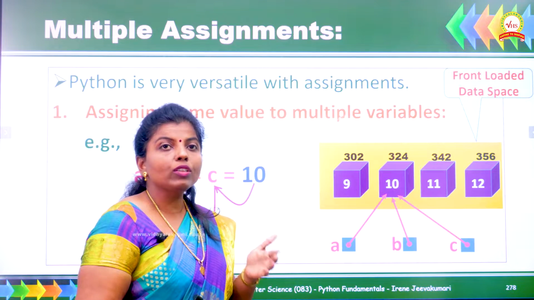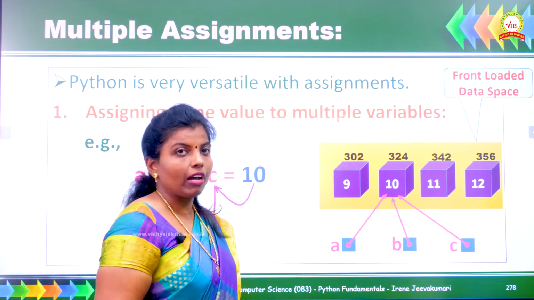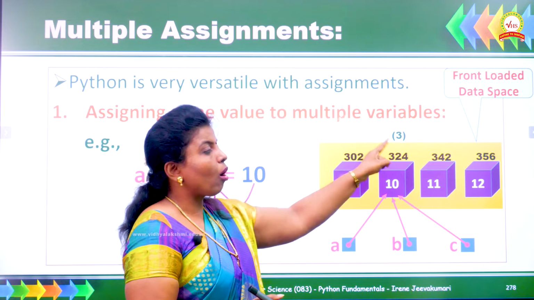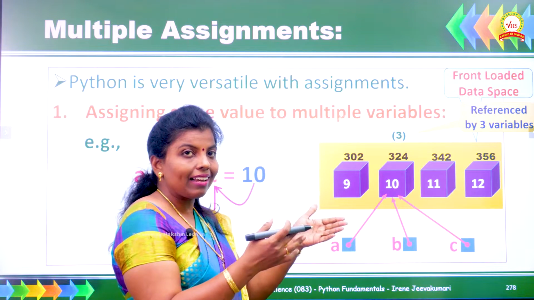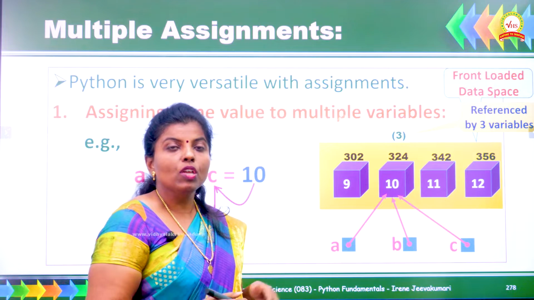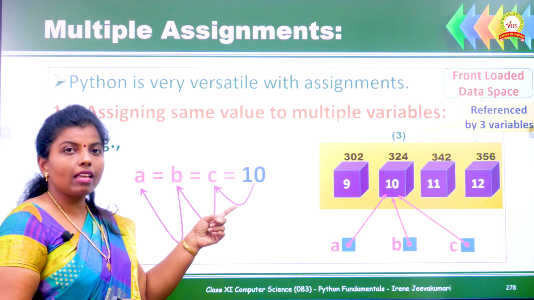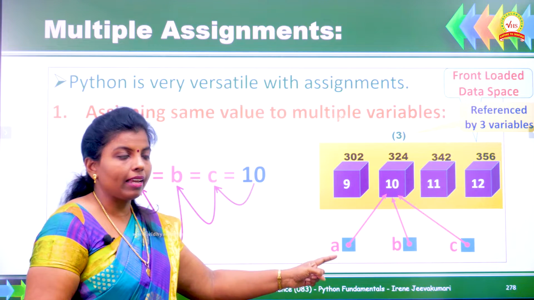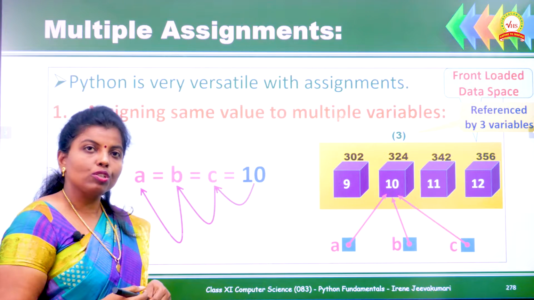Python will also keep a count of how many variables are referencing that particular value. This particular value has been referenced by 3 variables, and Python maintains that count. So Python has a count of 3 variables referencing this value 10. Whenever you assign the same value to multiple variables, a label is created for each of these variables, and these labels will be referencing the memory address where the value is stored.